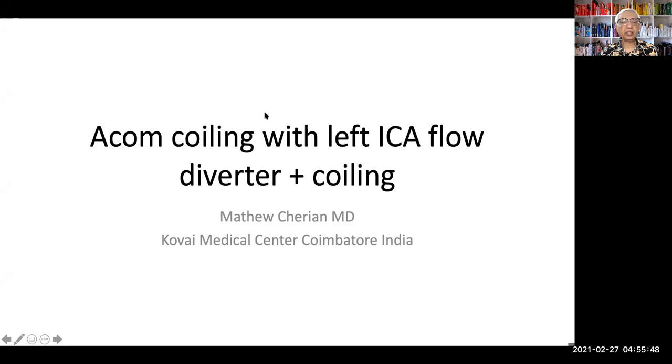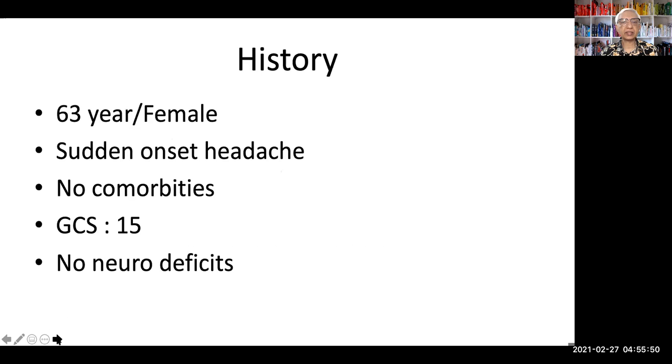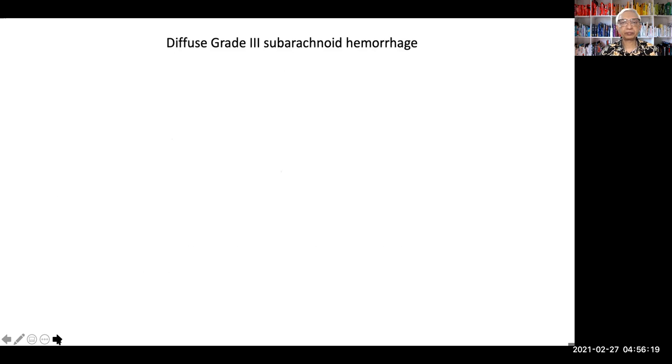So, what were the challenges that we had with this case? Before I go further, let me give you a brief history. This is a 63-year-old female. She presents with sudden onset of headache. She came to us within 24 hours of this episode. She has no comorbidities. On arrival, she's alert, she's oriented. The only problem she has is severe headache. She has no neurological deficits.